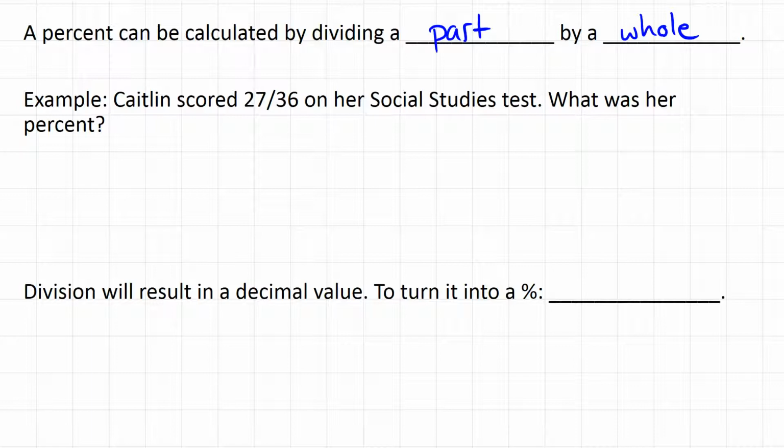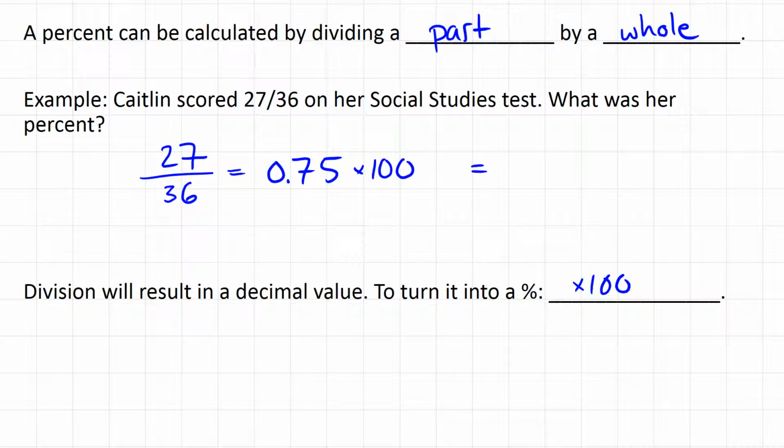What was her percent? Well, we're going to do that by calculating or dividing the part, she got 27 on her test, by the whole, she got 27 out of a possible 36 on the test. So to calculate a percent, we divide 27 divided by 36, and we get a decimal 0.75. So division will usually turn the result into a decimal value, and to turn it into a percent, we're going to multiply by 100. So now we multiply that by 100, and we get 75%.